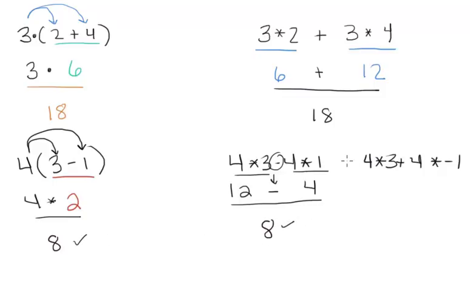But I can also rewrite this. We just talked about rewriting this subtraction as addition of a negative, right? So that's where this negative 1 comes in. 4 times 3 is 12. 4 times negative 1 is negative 4. Bring down the plus. 12 plus negative 4 is 8. So all 3 of these expressions are equivalent.